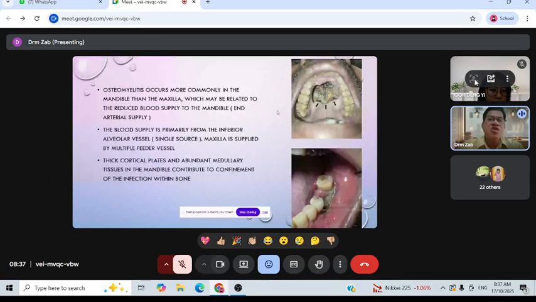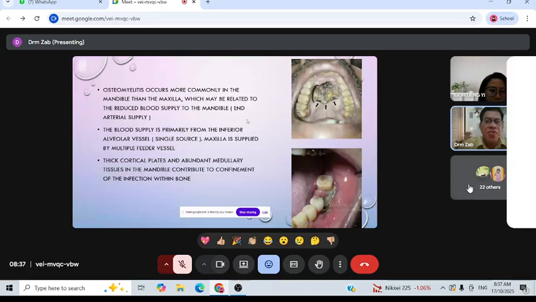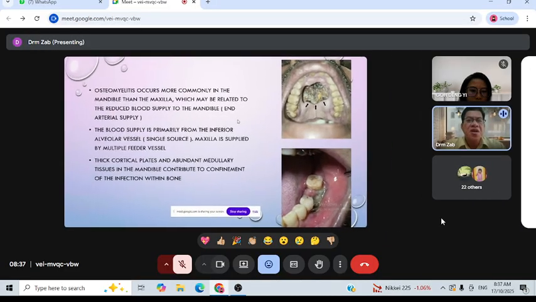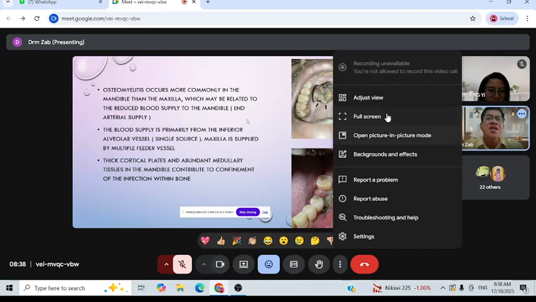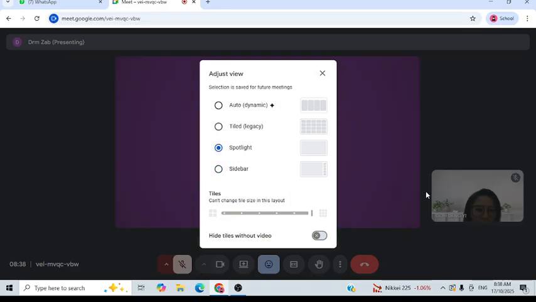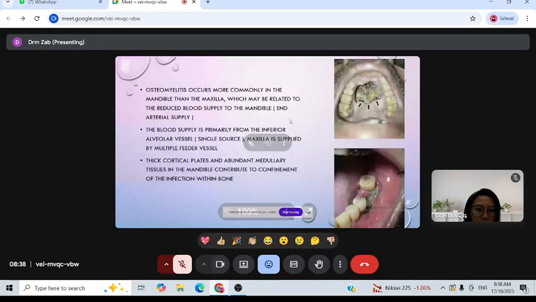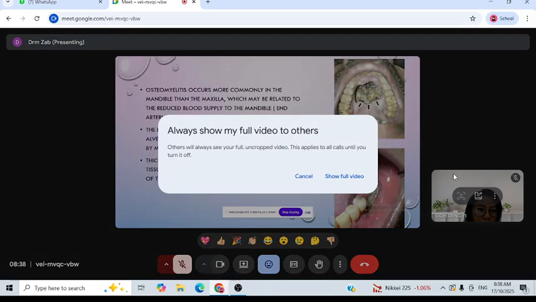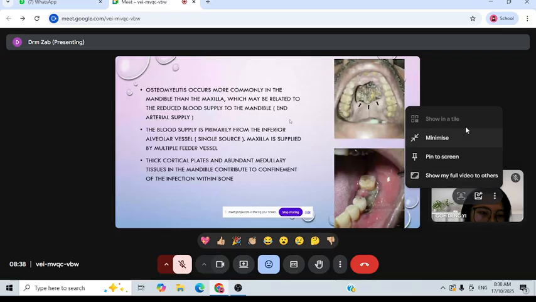The other thing you have to remember is that the maxilla has a lot of blood supply. So it has a lot of major blood supply from other sources. While the mandible is only relying on a single arterial blood supply, which is the inferior alveolar artery. So any problem with the inferior alveolar canal or the mandibular canal, any obstruction in the inferior alveolar artery will cause inflammation of the marrow, and then it will lead to the formation of osteomyelitis.